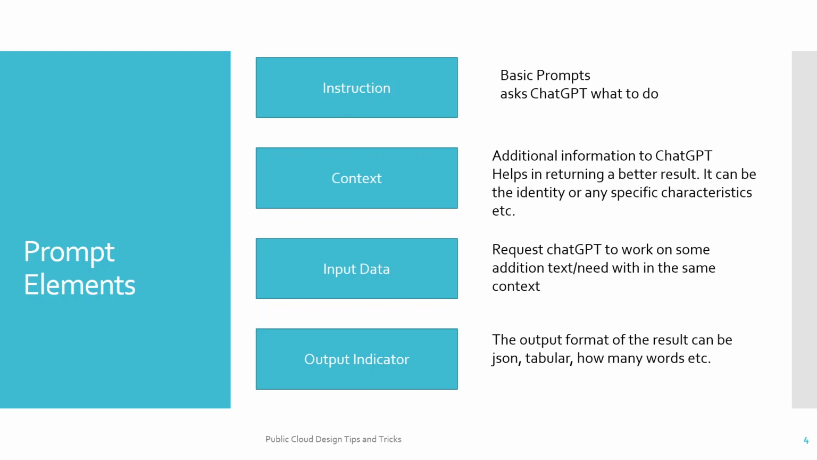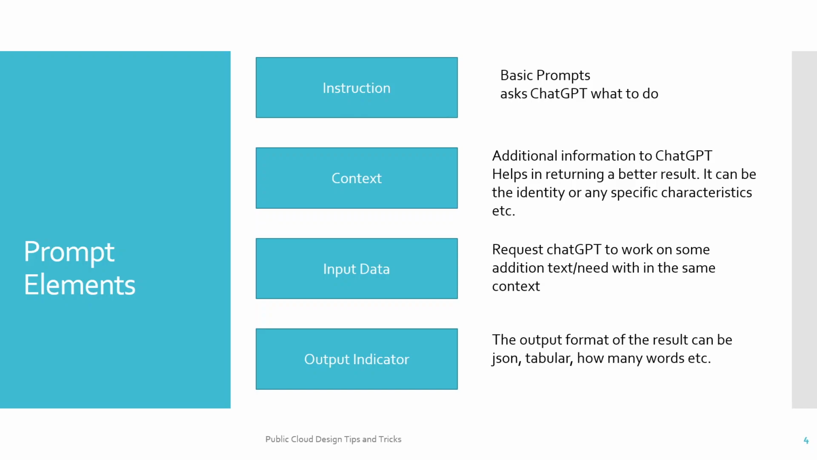Now coming to input data. What is input data? You request ChatGPT to work on some additional text within the same context. Prompt engineering is nothing but enriching your set of commands. Here in input data, you are providing more information and more text to the OpenAI tool so that it gives you very specific contextual information based on your requirement.